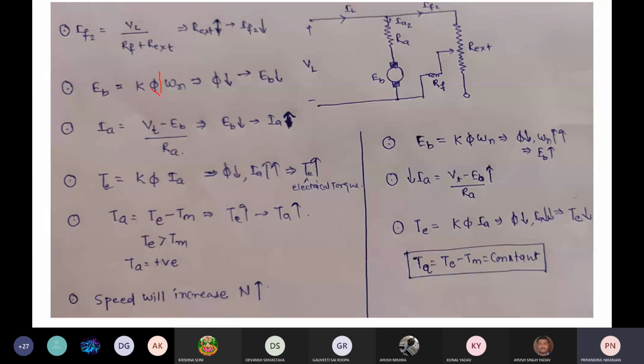Flux decreases, speed will not change immediately, so we reduce the back EMF in that relation.